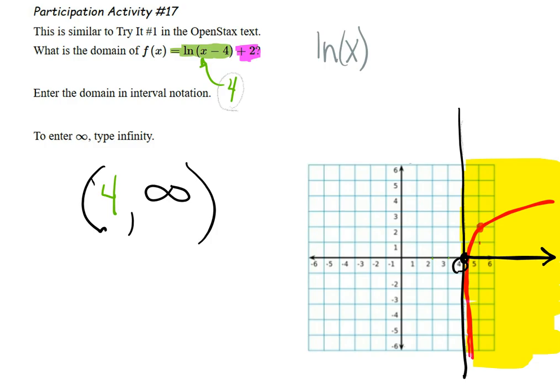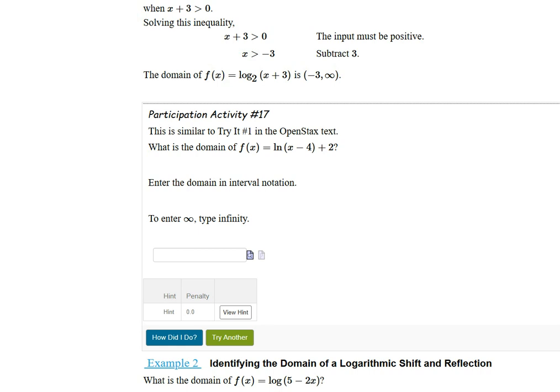And then, as you move to the right, the x coordinates for all of these points just keep getting bigger and bigger and bigger, heading to infinity. Hope that makes sense. So parenthesis 4, comma, infinity.